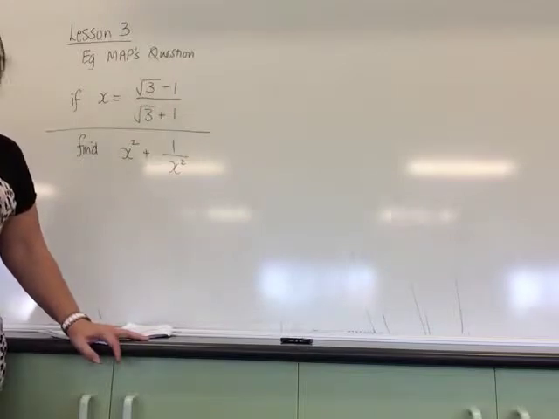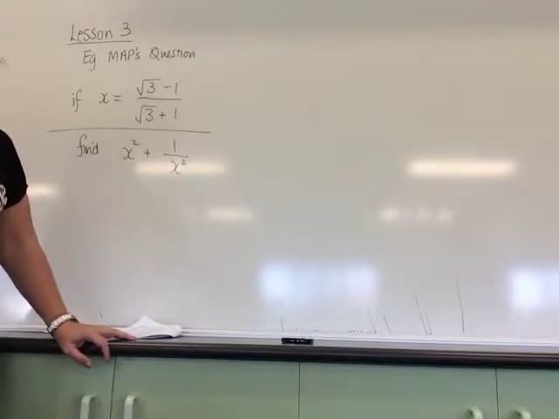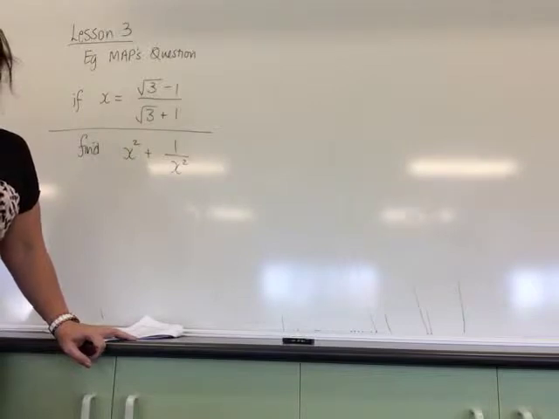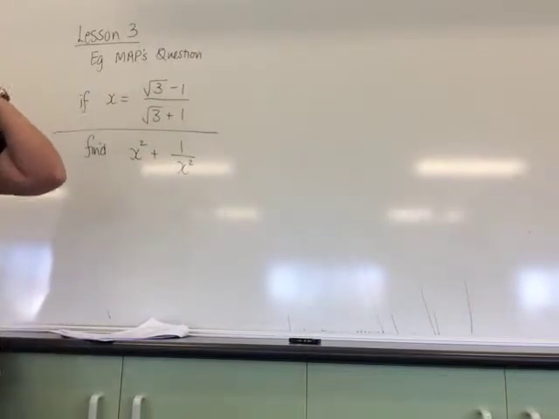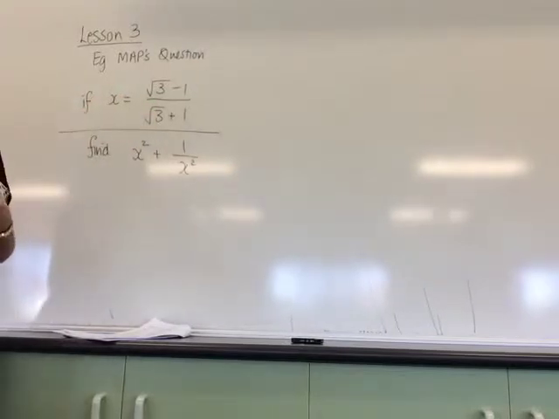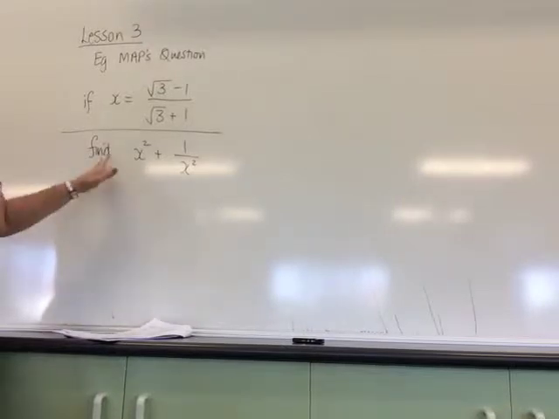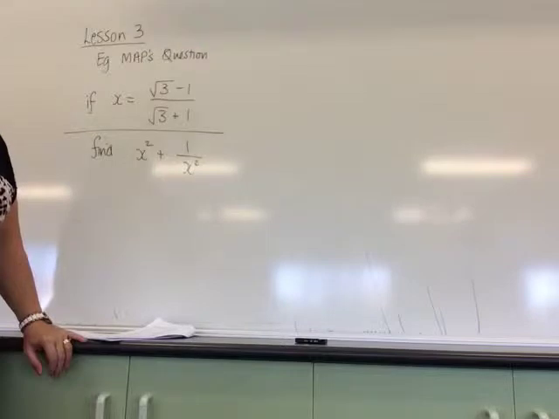What I'm going to do today is do a maths question with you. It is using the surds and rationalising the denominators and introducing it into fraction work, so we need to make sure we remember our rules. Here's the question: if x is equal to the square root of 3 minus 1 all over the square root of 3 plus 1, find x squared plus 1 over x squared.